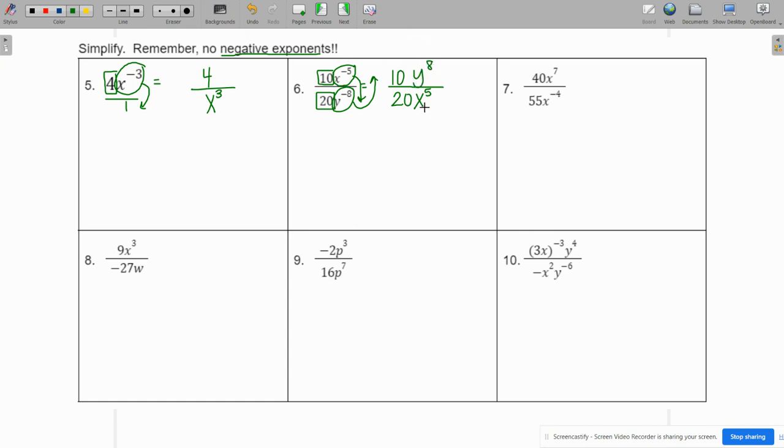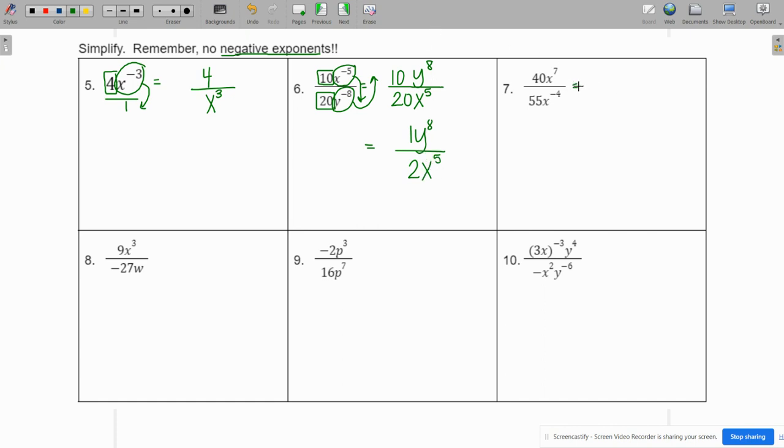Now, these are powers with different bases, so I can't simplify y to the eighth over x to the fifth. However, I do notice that we have 10 over 20. That's a fraction that can be reduced to 1/2. So I'm going to rewrite this as 1y to the eighth, and you can write the 1 or not, you don't have to, over 2x to the fifth.